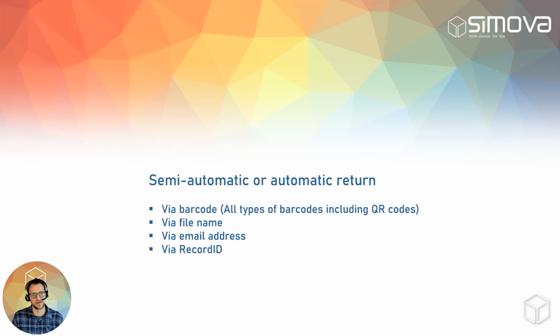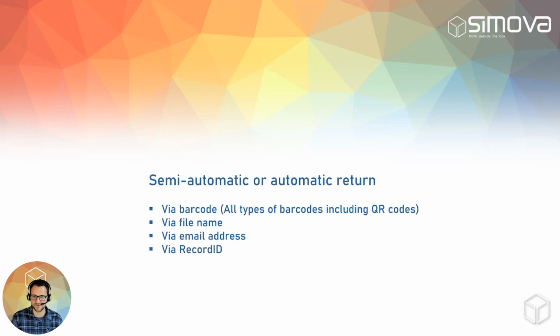And the fourth type is the return via record ID, which is especially designed for third-party interfaces like our own DMS to document capture connector. Document capture always assigns a record ID. Our document inbound tool can recognize this record ID and return the document to the right position in Business Central. That is it from my part in the introduction.